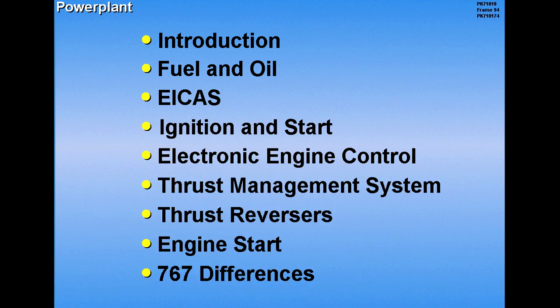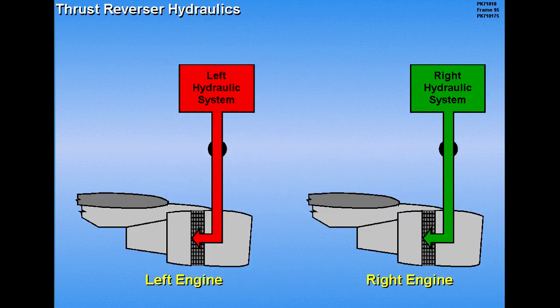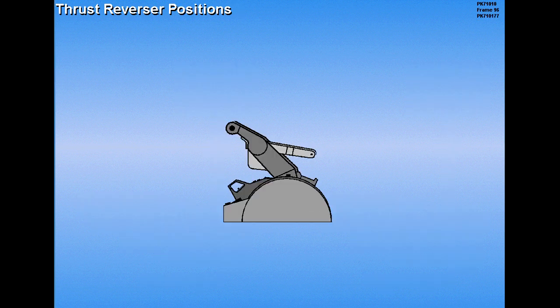The thrust reverser system is discussed next. Each engine's thrust reverser is powered by its respective hydraulic system. Loss of a hydraulic system renders the affected thrust reverser inoperative. The reverser lever has three positions: full down, interlock stop, and reverse thrust.